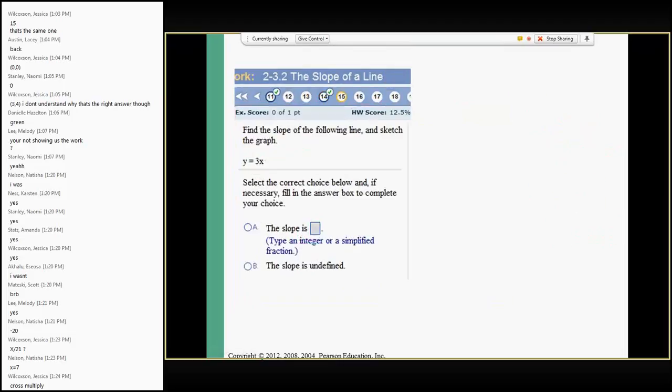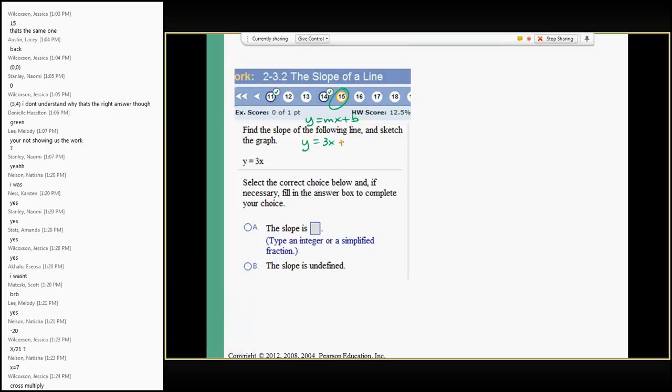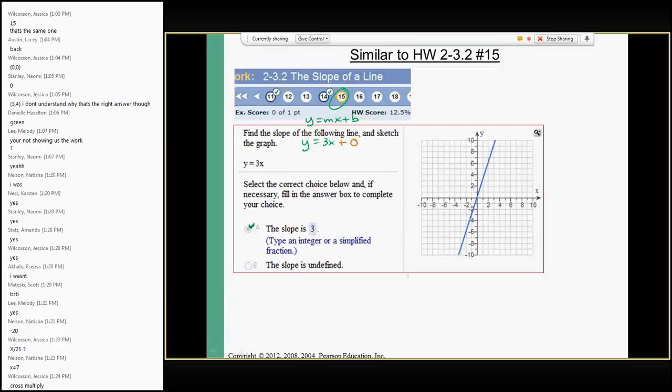Oh, here's a good one. Here's a tricky one. I think it's number 15 on your homework, or similar to, right around 15. What's different about this equation here? What's missing? Y equals mx plus b. The b. So if I had to fill in the blanks, what could I fill in for b? Plus what? 0. Well, that's nice, because look what happens. This is my y-intercept. I start out there. My y-intercept is 0.